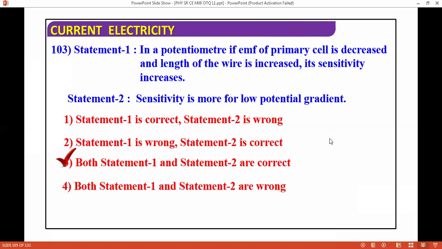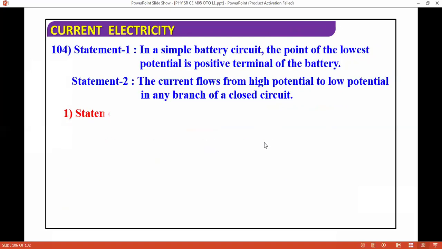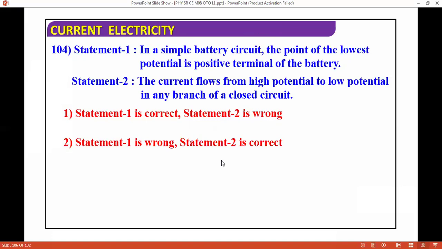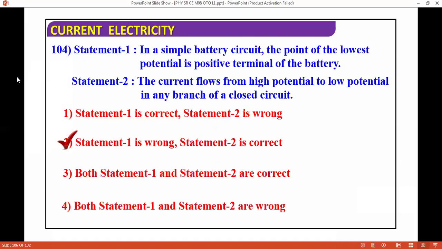Moving to the next question. In a simple battery circuit, the point of lowest potential is the positive terminal of the battery. The current flows from higher potential to low potential in the balance of the closed circuit. What's the correct answer? Okay, so second is correct. The first statement, that the lowest potential point is the positive terminal, is nonsense.